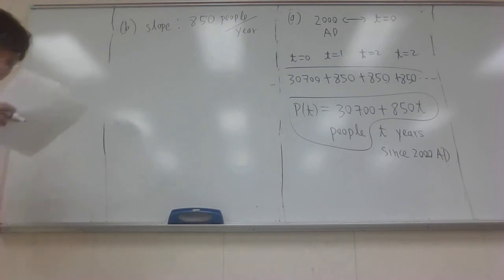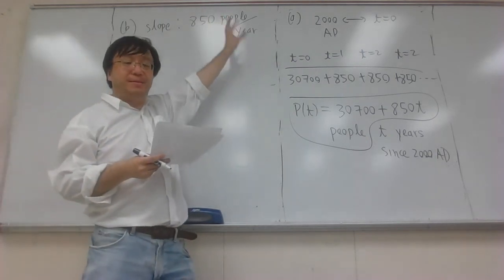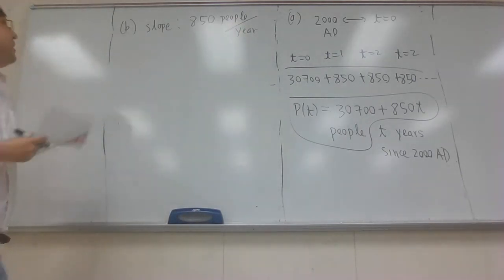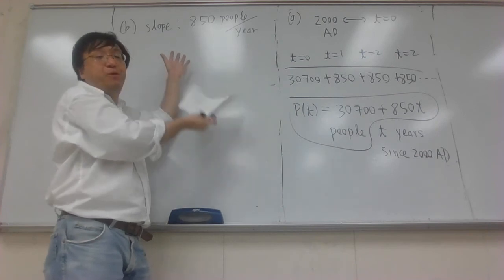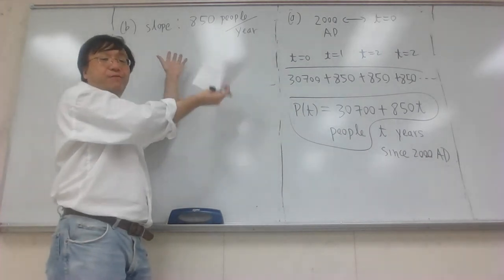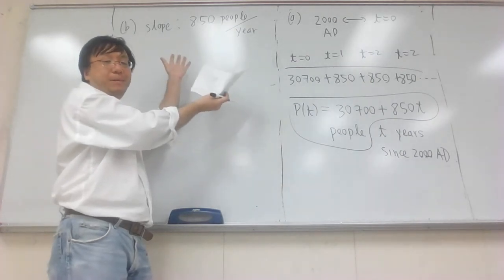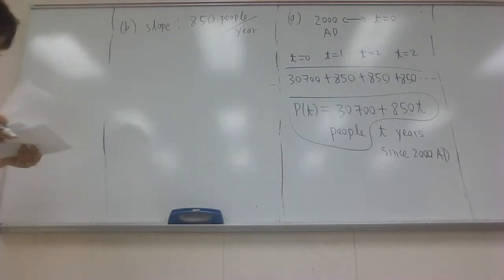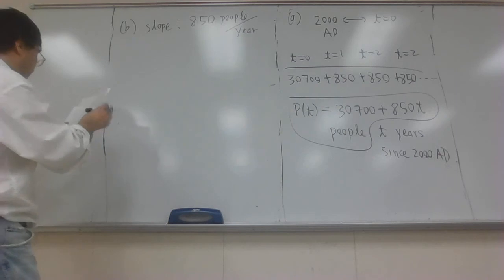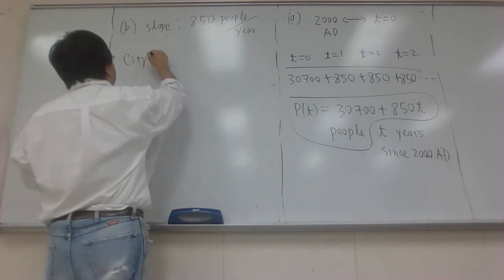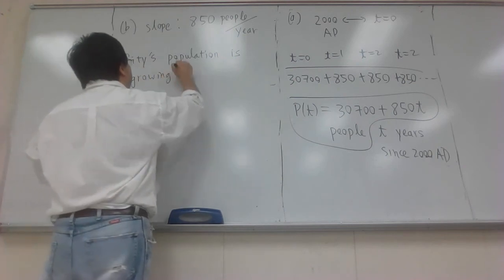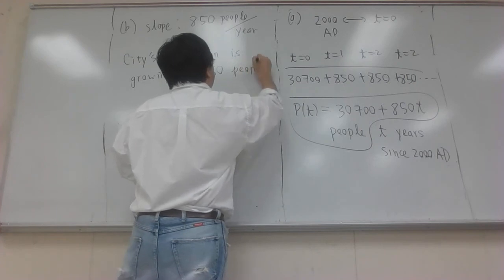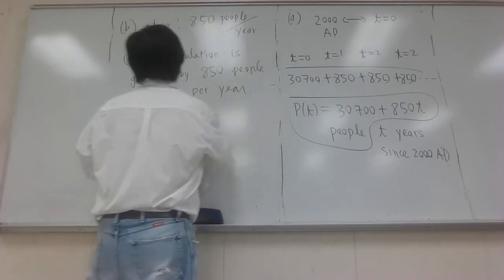I'll explain why the slope is people per year in a few minutes. Let me just interpret the slope. This slope says that the city's population increases by 850 people every year, per year. That's what this slope means. So the city's population is growing by 850 people every year, per year. That's the interpretation of the slope.